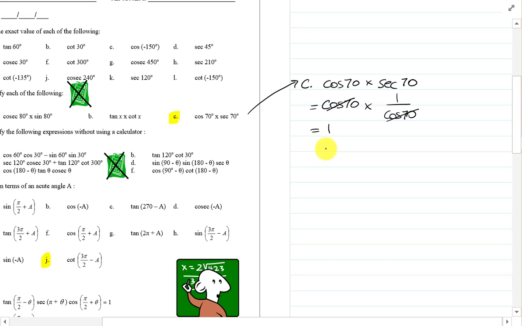So if you're simplifying terms here, you get your cosec, your sec, and your cot ratios, reciprocate them and give them their equivalents, and then you'll find that you can cancel things out. So you need to take those opportunities.